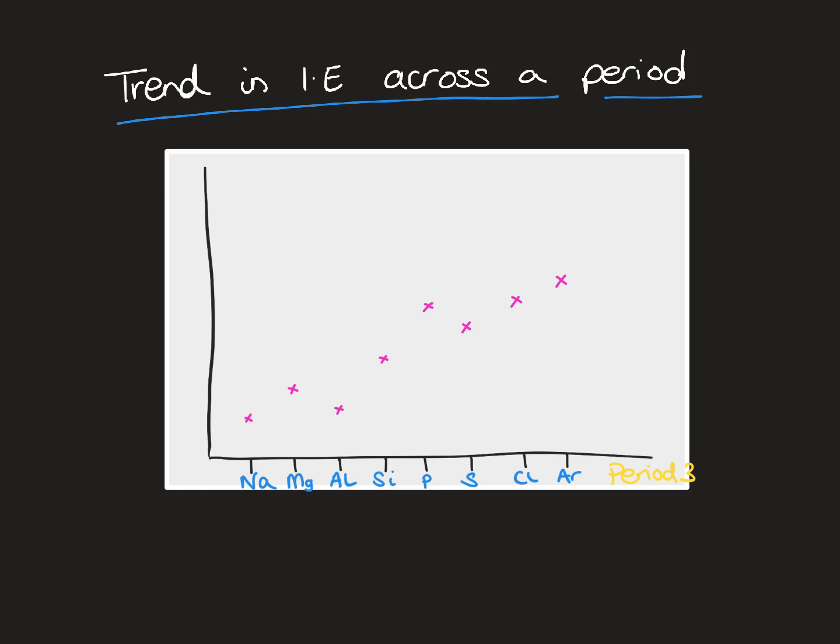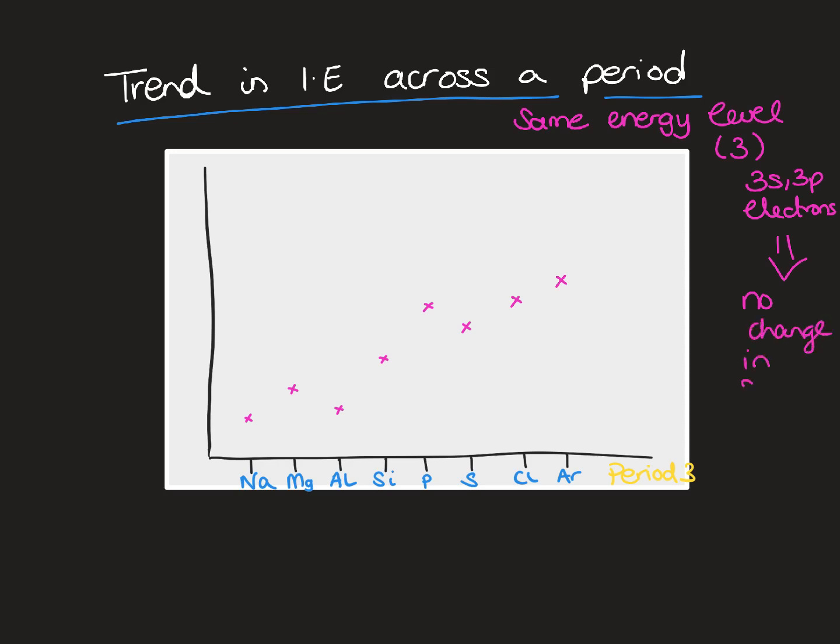The key thing to remember when we're looking at the trend in ionisation energies across a period is that these are all in the same energy level. So in this case, this is the n equals 3 energy level. So these are going to be 3s and 3p electrons that are being removed. Therefore, there is no change in shielding. We've just got the shielding from the n equals 1 and the n equals 2 energy levels, and that's the same for all of the elements we're going to study.